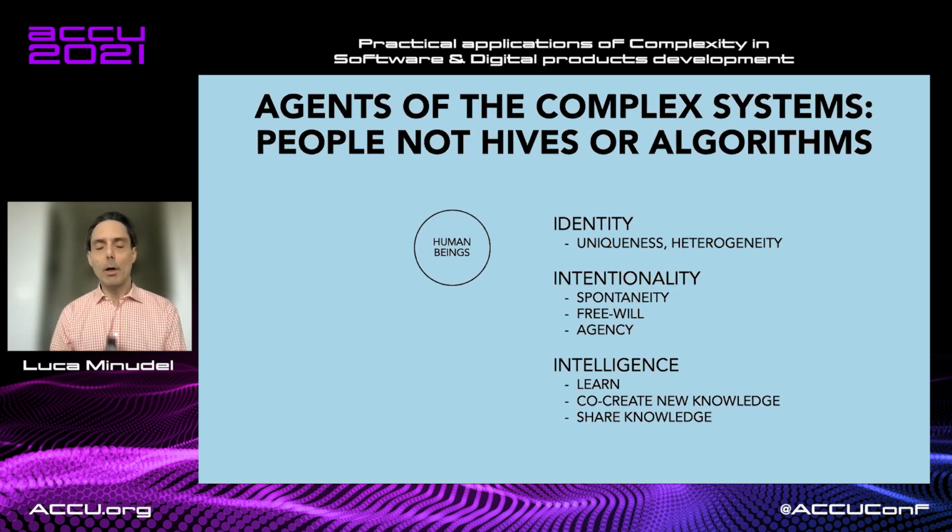And when you take this into account, the way that you look at the organization, the way that you think about how organizations work, completely changes. The third element is intelligence. Yes, we have the ability to learn, but even more, we have the ability to socially co-create new knowledge and share knowledge with others. In this time where artificial intelligence is becoming more and more important, it is also becoming more and more important to understand what the unique elements of being human are.